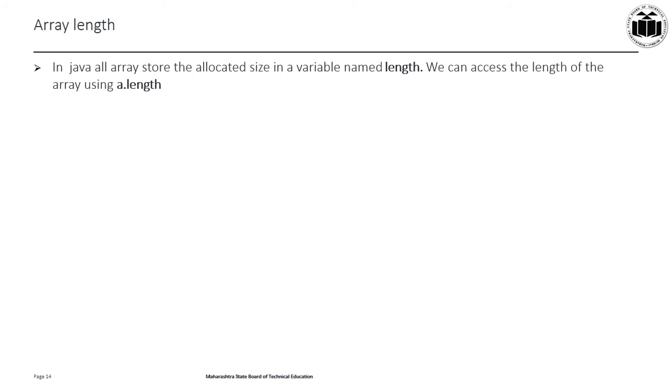Now you want to find out the length of that array. So we have the length property. In Java, all the arrays store the allocated size in a variable named length. We can access the length of the array by using a.length. So here a is your array name. int size = a.length; So using this concept you can access the length of the array.